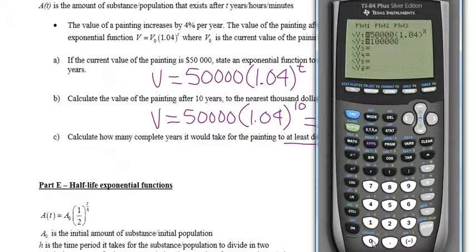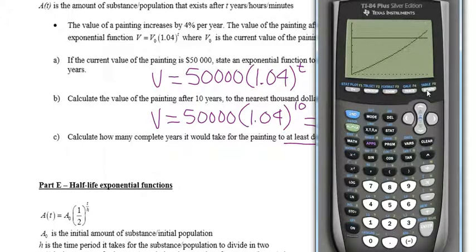Okay, so we're going to figure out how many years. We need to set a window for this. The window's going to have to go up to at least 100,000, because we need to see that. So we'll start at 0. Let's give it 20 years. For Y min, it starts at 50,000, so we can start at 50,000. I want to see the 100,000, so let's go to 120,000 maybe, and let's go by 10,000s. And let's hit graph. So that's the 50,000 times 1.04 to the x, and there's the 100,000.